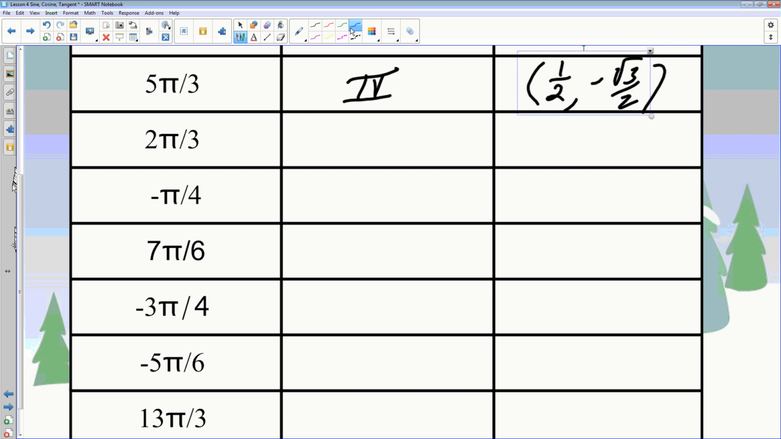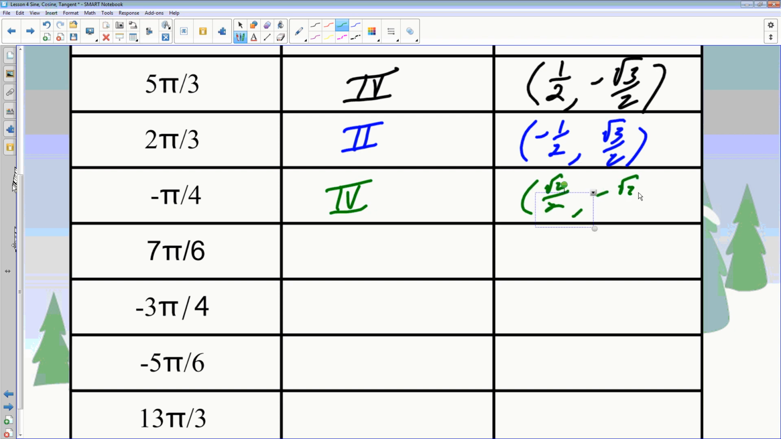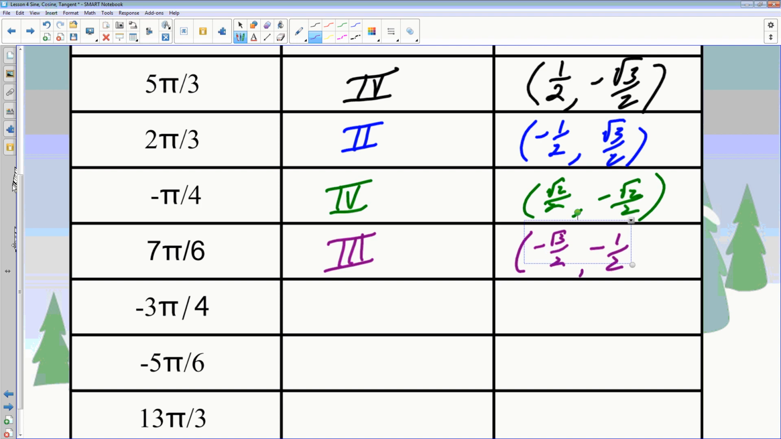All right, so 2 pi over 3 is in the second quadrant. And again, it's the pi over 3 family, but now the x is negative and the y is positive. All right, negative pi over 4 is down in the fourth quadrant. And when you're in the fourth quadrant, it's a positive x and a negative y. 7 pi over 6 is going to be in the third quadrant. And your pi over 6s look very similar to pi over 3, but we start with root 3 over 2, and then it's 1/2. But in the third quadrant, both are negative.